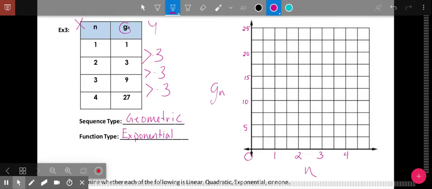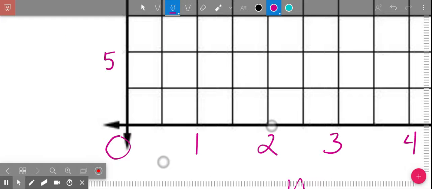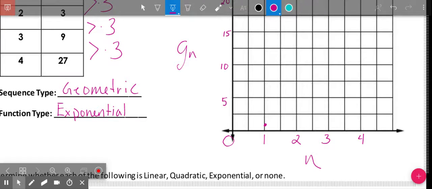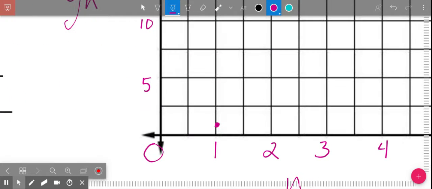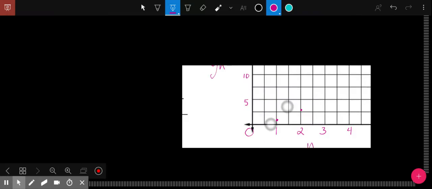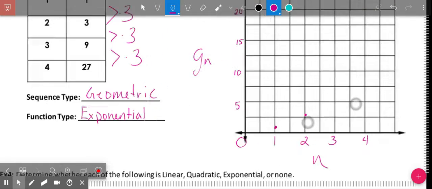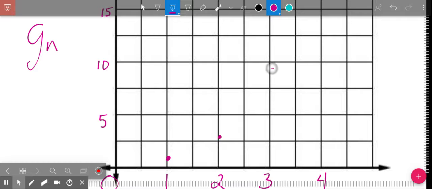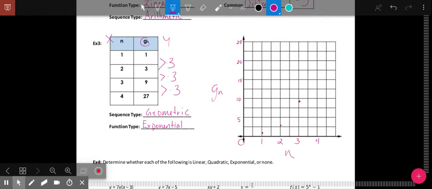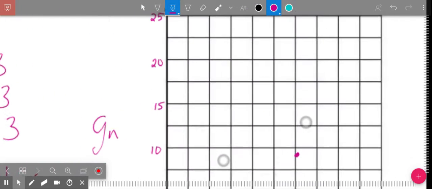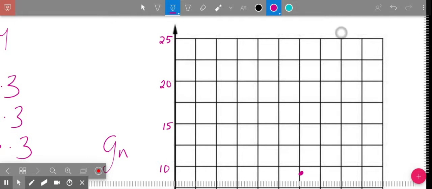All right. So now we're just going to graph our pieces. Now, I know it's going to take a little bit of estimating, but that is totally okay. So the first point we have is 1, 1. So that's going to be about there. The next one was 2, 3. That's not bad. We have 3, 9. And then we have 4, 27. Now that one is going to be off the graph a little bit, but that's okay. I'm not going to be too picky about it.